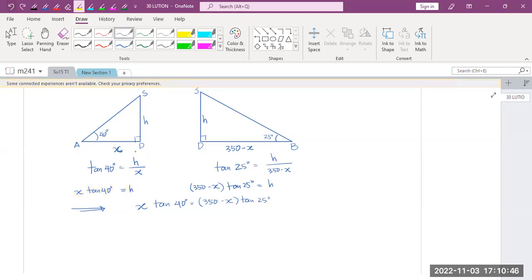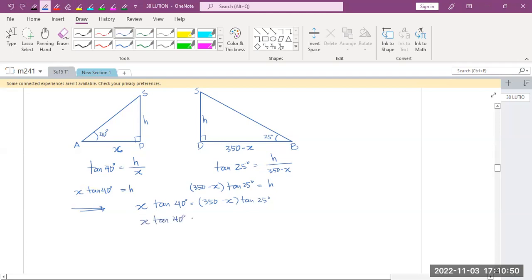So this is X tangent 40 degrees equals 350 tangent 25 degrees minus X tangent 25 degrees. Now I add X tangent 25 degrees to both sides. My purpose is so that I can factor out that tangent 25 degrees.